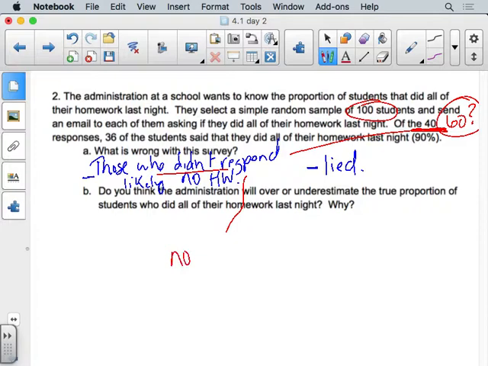What that one's called is basically what it sounds like: non-response bias. I just simply chose not to give you an answer. And the problem with that is I have no idea. I can probably guess that those people didn't do their homework, but they could have. They just didn't see their email or whatever. They just didn't give me an answer. So that's a non-response bias.